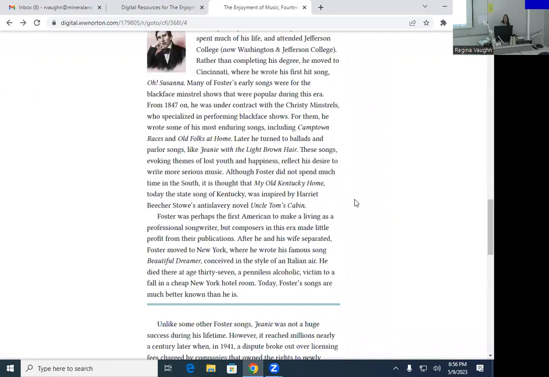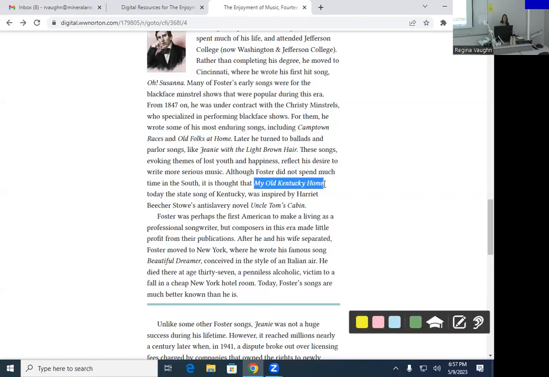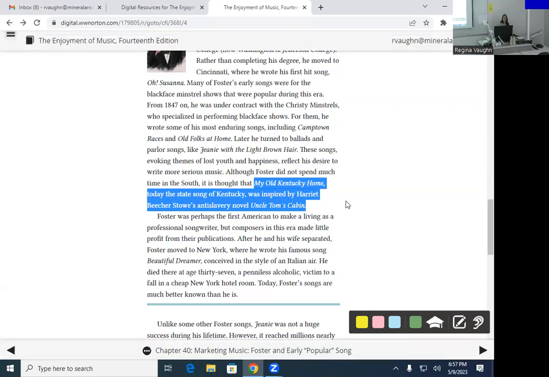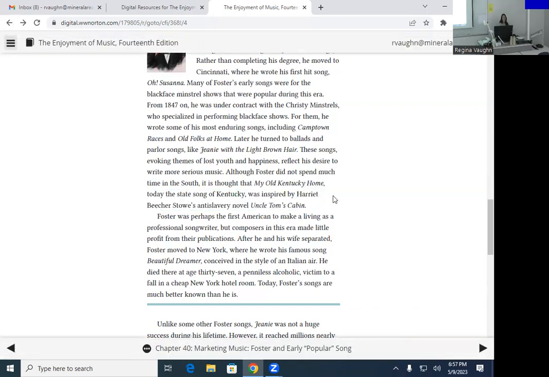Although Foster did not spend that much time in the South, which is amazing because most of his music is written about the South and life in the South and Southern culture, but he was from Ohio. So, he never really spent that much time in the South. It's thought that My Old Kentucky Home, which is another one of his songs, which is the state song of Kentucky, was actually inspired by Harriet Beecher Stowe's anti-slavery novel, Uncle Tom's Cabin. So you see how interwoven all of these different threads of culture are.